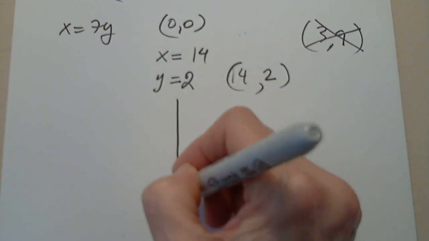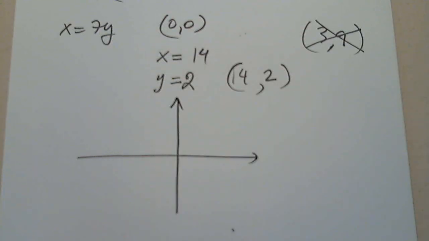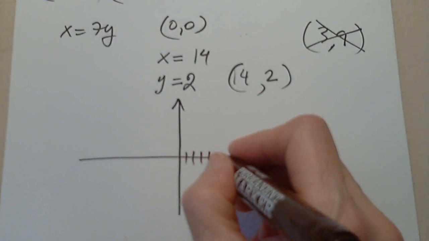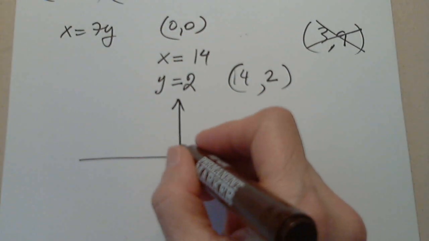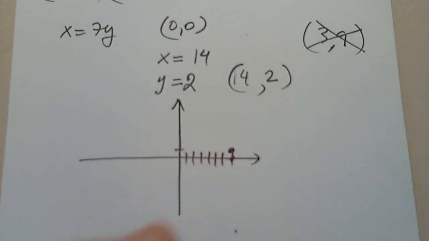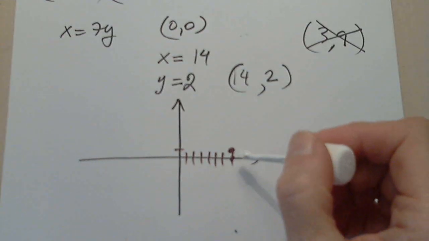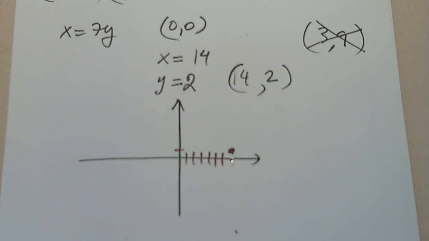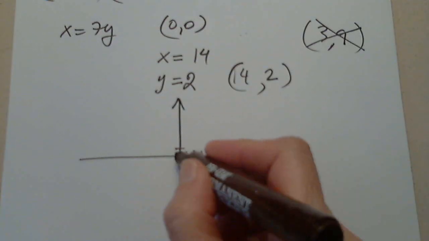Perfect. So now we're ready to graph. So 14 for x, 2 for y. 2, 4, 6, 8, 10, 12, 14. 2. So 14, 2, right here. Good. And 0, 0. I don't want you to think that this is a point here. So 14, 2 is that point, and the origin is the other point.